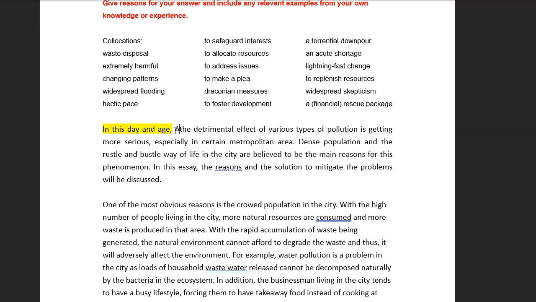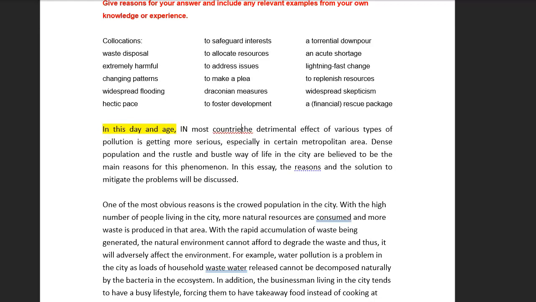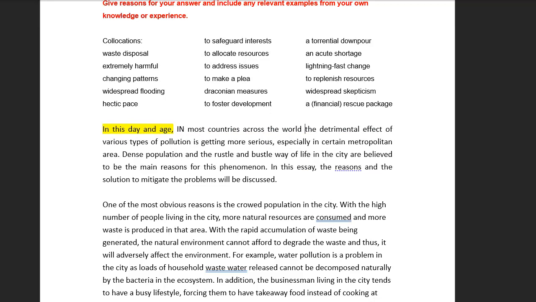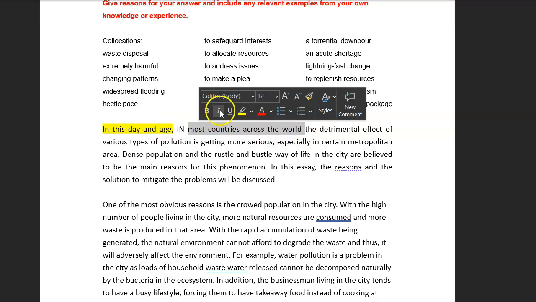It might just be better to go all or in most countries across the world, which is a little bit more formal. In this day and age, it's a little bit informal. So for me, I think we said this last time, we need to keep the tone super formal here.